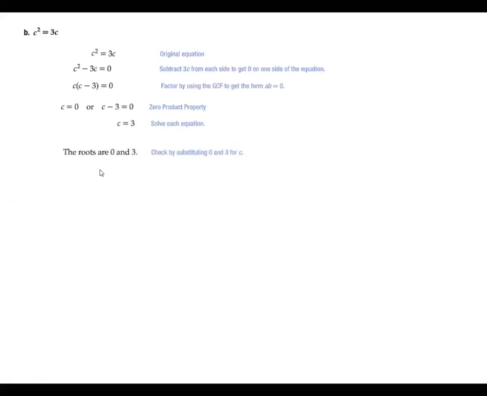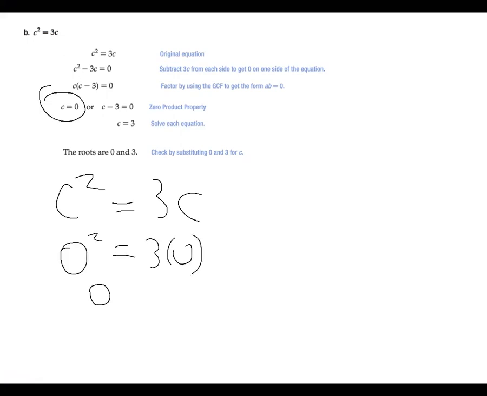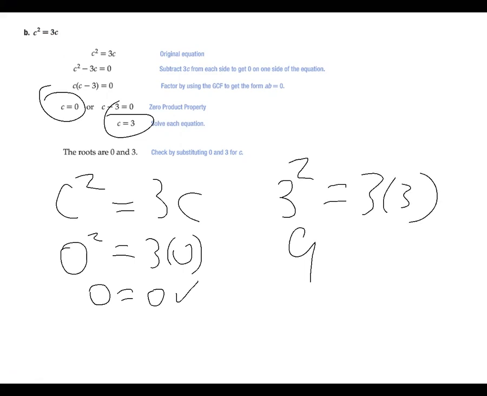So the roots are 0 and 3, and you can check that by substituting 0 or 3 into the original equation. The original equation is c squared equals 3c. If I plug in c equals 0, I'd have 0 squared equals 3 times 0, which is 0 equals 0, so that works. And if I do c equals 3, I would have 3 squared equals 3 times 3, or 9 equals 9. That one works.